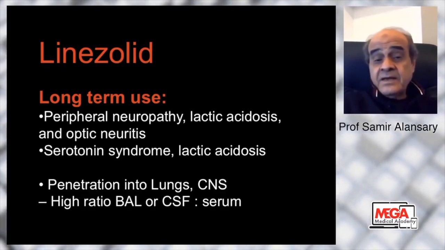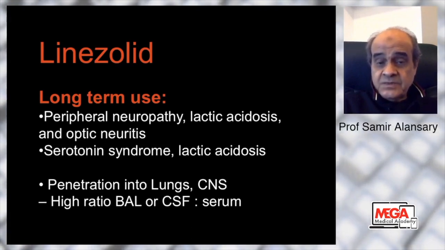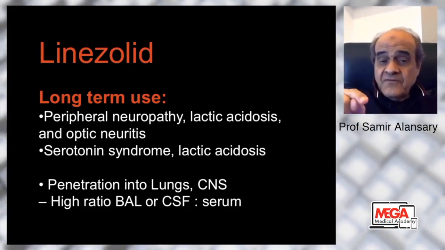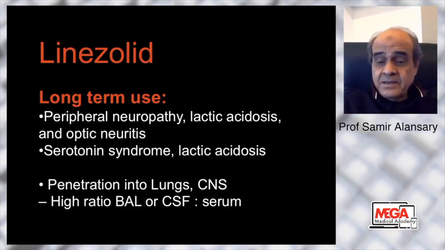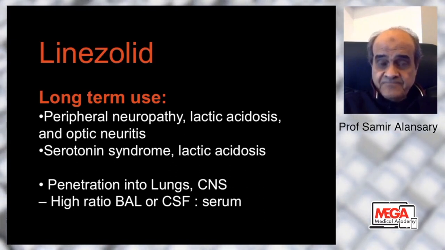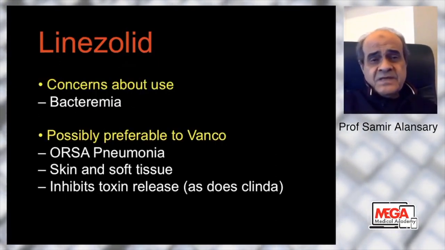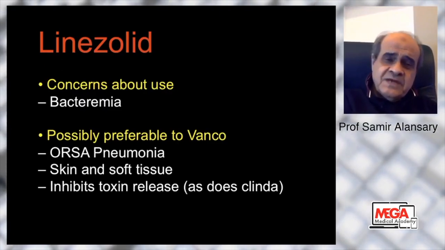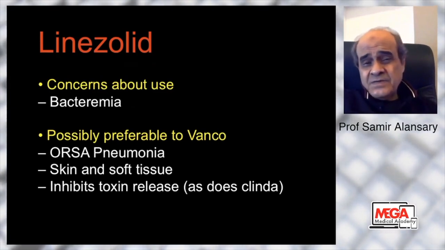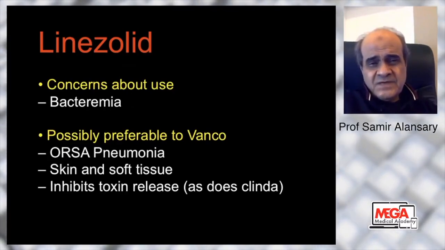But it is a good drug in penetration and efficacy for treating pneumonia, lung infection and sinus, because its level is high in the bronchoalveolar lavage and CSF, more than serum. So it has a good ability of penetrating CNS and lung tissue, better than vancomycin. We can use it in severe pneumonia when we failed with other drugs. Linezolid has a concern about use in bacteremia. The question is whether it is more efficient in bacteremia or not; we have to use another drug with it.